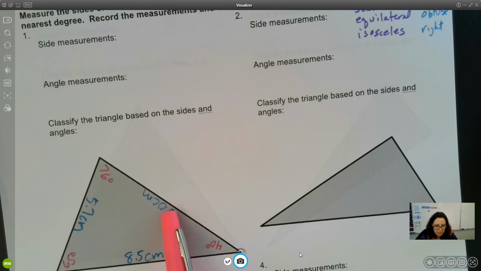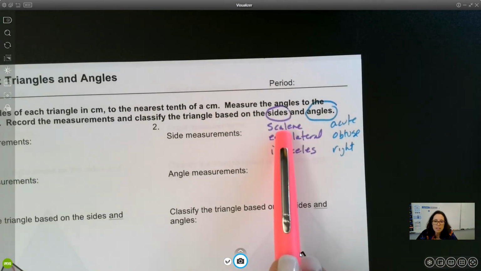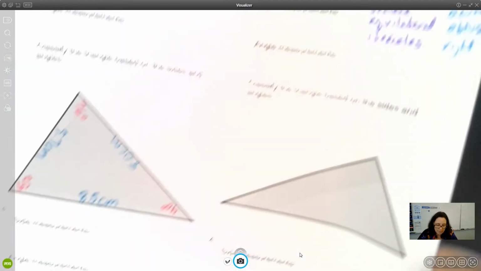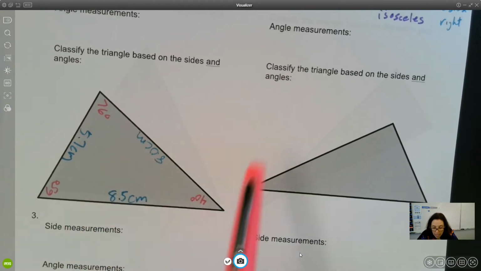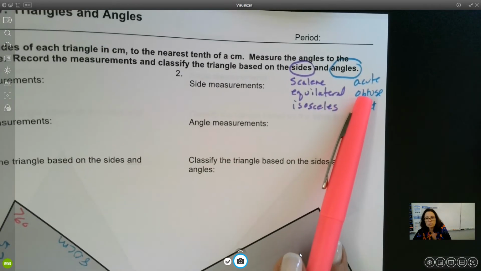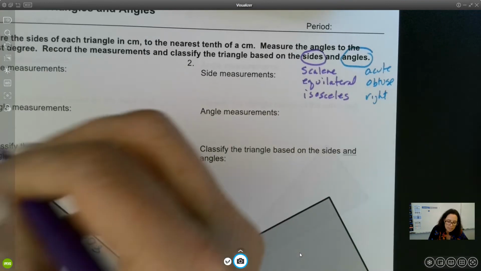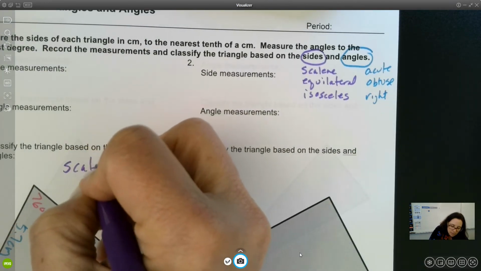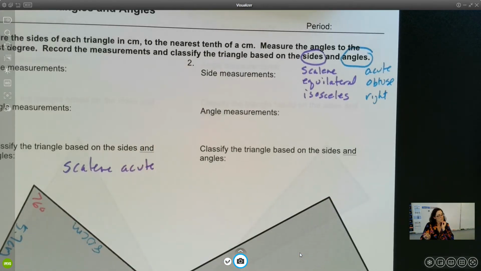All right, let's classify this thing. All the sides are different. That means scalene. And then all the angles are under 90, so that means acute. I probably should have stayed color coded with my purple and my blue. Let me write scalene acute or acute scalene. It doesn't matter. That is how we're going to be doing all 6 of these.